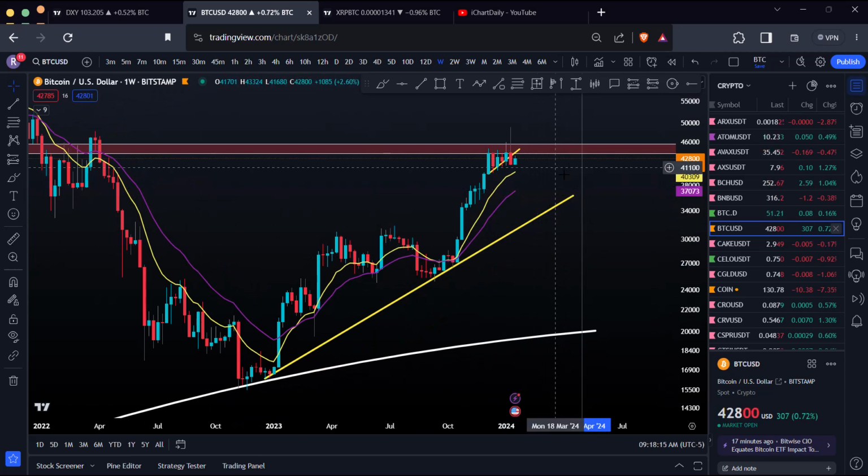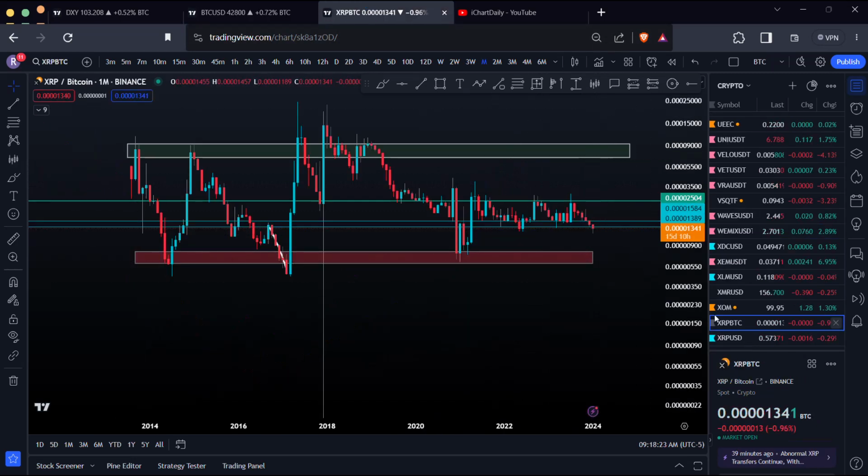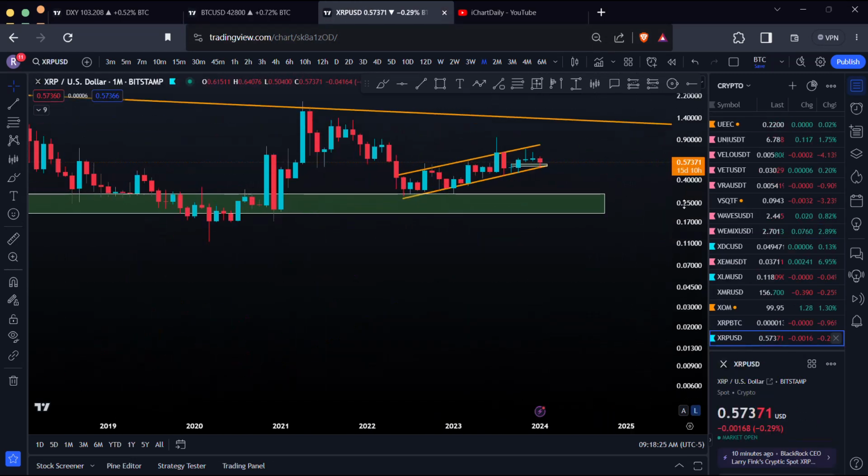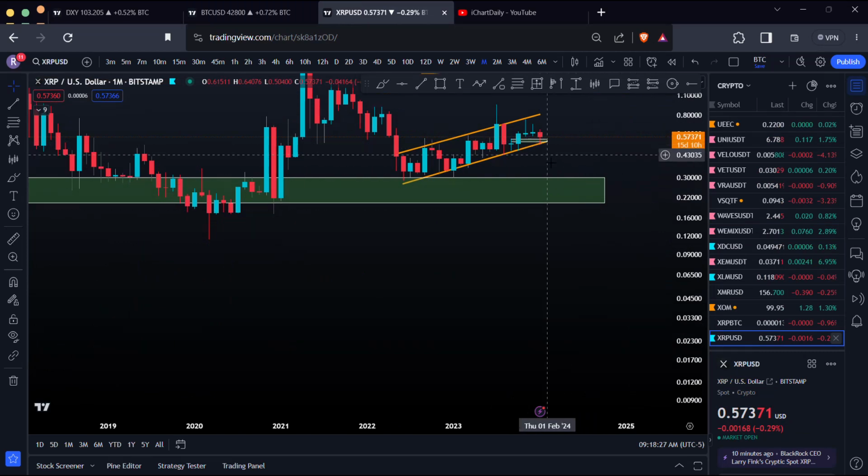Once again, higher or lower each time. So with that being said, if Bitcoin does poo-poo right now and falls to about 37 to 35, I'm going to assume if this comes down that XRP is going to break this trend and go to the downside.